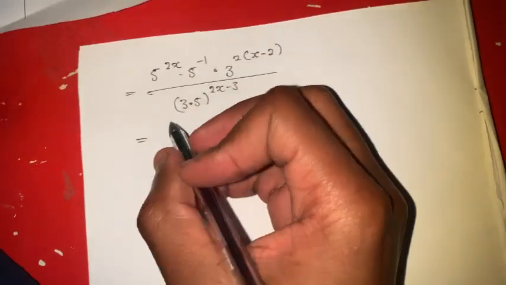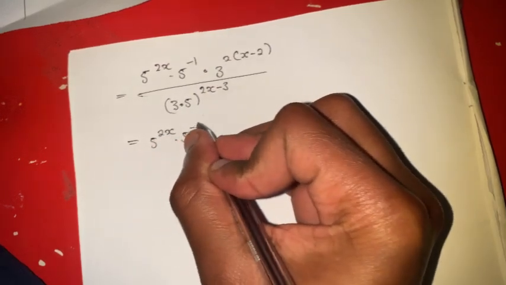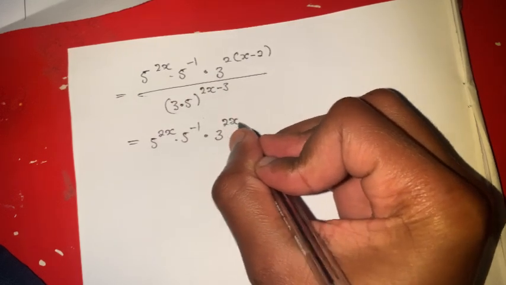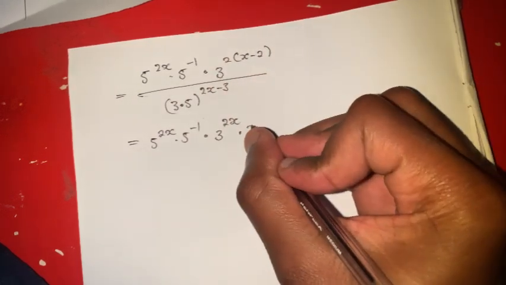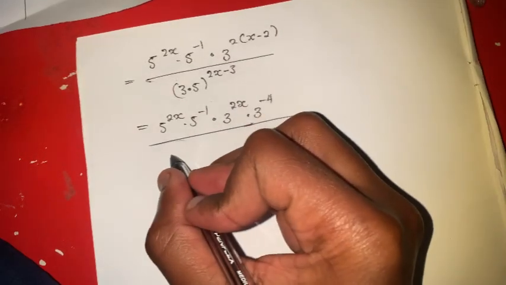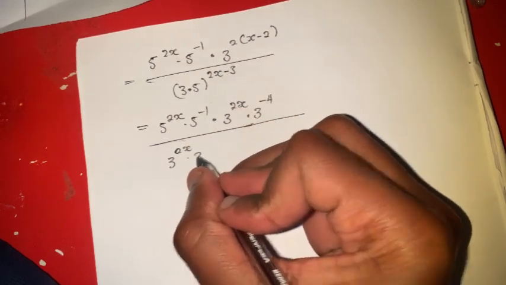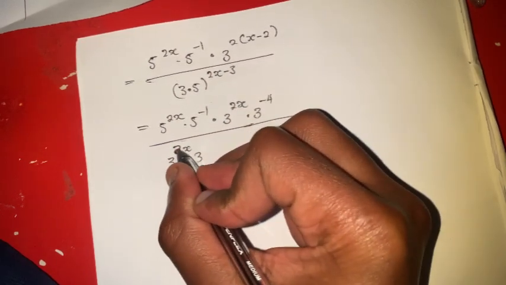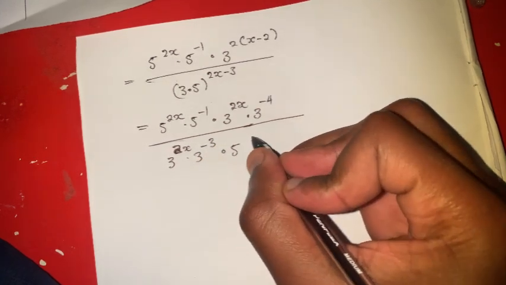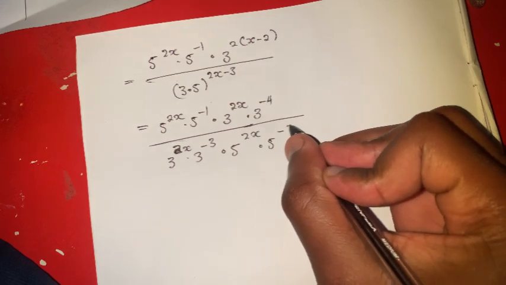So this is a different method. You would have 5^(2x) multiplied by 5^(-1) multiplied by 3^(2x) multiplied by 3^(-4), all over 3^(2x) multiplied by 3^(-3), multiplied by 5^(2x) multiplied by 5^(-3).